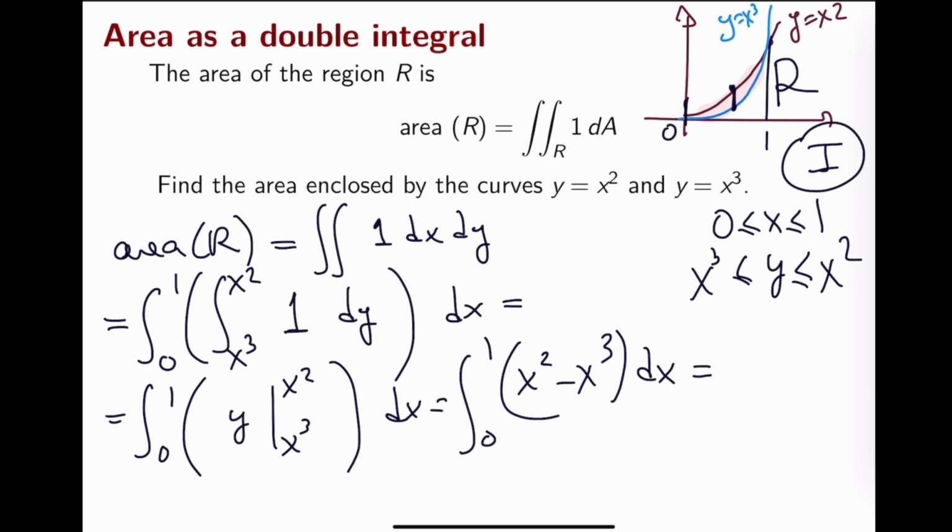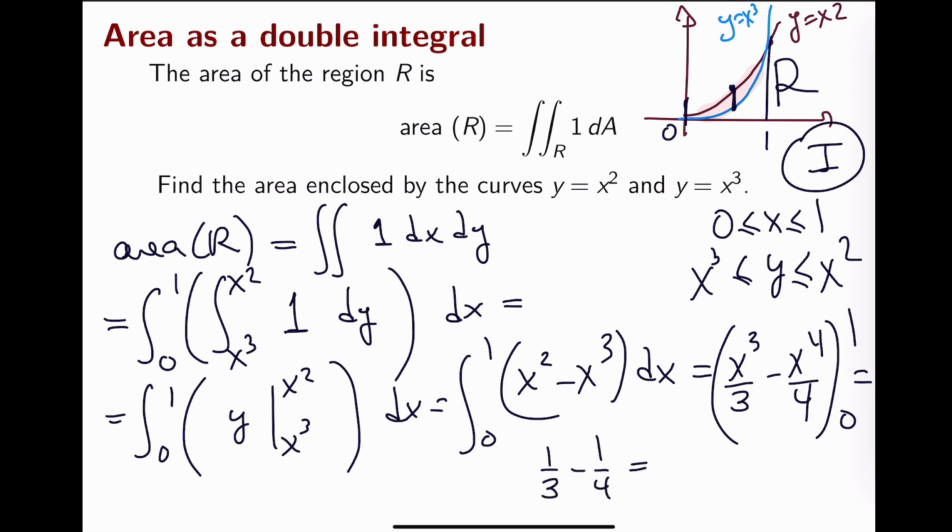So then that will be x cubed over 3 minus x to the fourth over 4 evaluated between 0 and 1. That will be just 1/3 minus 1/4 minus 0, which is (4 minus 3) over 12, which is 1 over 12. Then this is the value of the area of this region. So this area here measures 1 over 12 units.